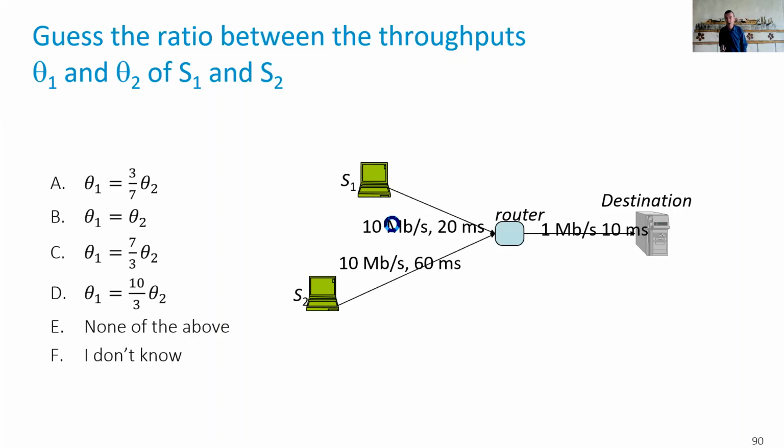For example, if we continue the example we saw a few minutes ago, and I ask, will S1 or S2 get more? Can we quantify exactly the difference in throughput? Or is it impossible?